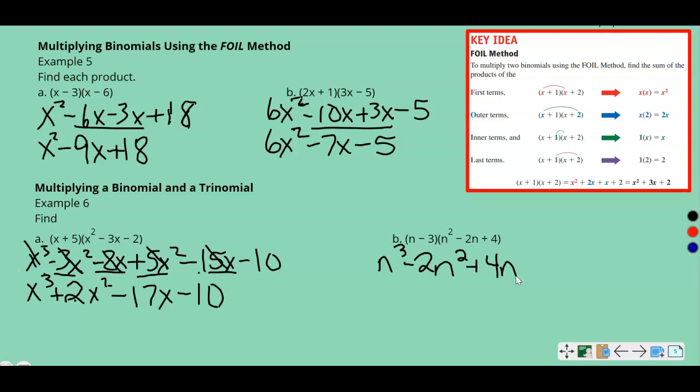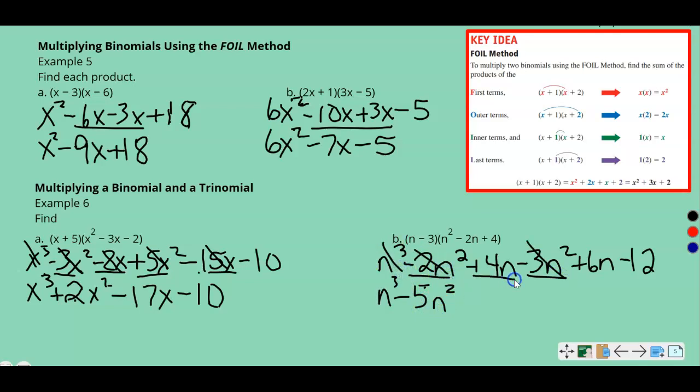Then we're going to do the same thing with the -3. So it's going to be -3 times n squared, -3n squared. -3 times -2n, a negative and a negative make this a plus 6n. And then I have -12 at the end. Combine like terms again. Bring down my n cubed. Combine my squares. So I've got -2 and -3 make -5n squared.